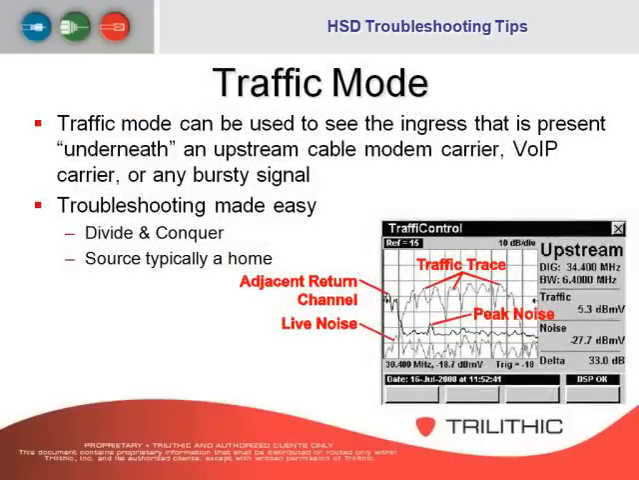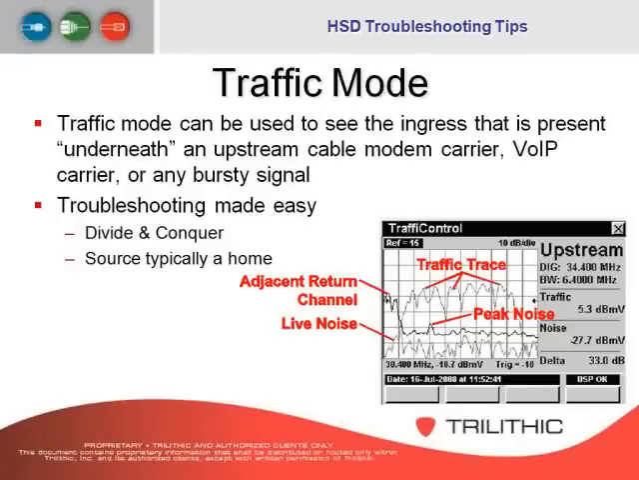Traffic mode on the 860 DSPI can be used to see the ingress that is present underneath an upstream cable modem carrier, voice over IP carrier, or any type of bursty signal. The frequency span of the spectrum display itself, shown in the above drawing, is fixed at 8 meg, so that you can see 8 meg across. The user would enter the center frequency of the upstream cable modem signal, that digital center frequency, and also the bandwidth of that particular modem carrier.